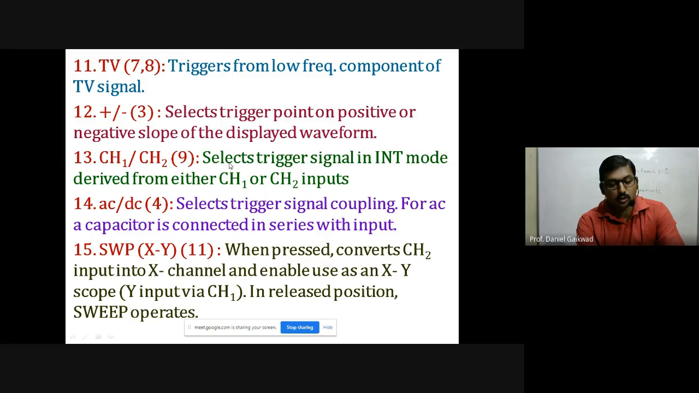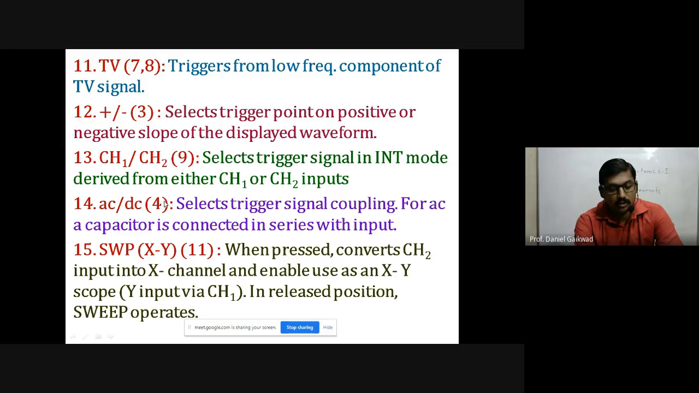Now number 13, channel 1 or channel 2, that is number 9. So this also selects the trigger signal in internal mode, derived from either channel 1 or channel 2 input. So number 9 is useful for selecting the trigger from either channel 1 or channel 2 internal signal. Already we have explained internal and external, and that internal trigger can be taken either from channel 1 or channel number 2.